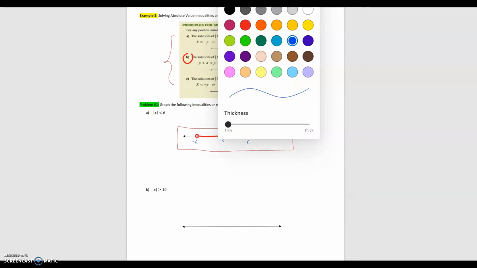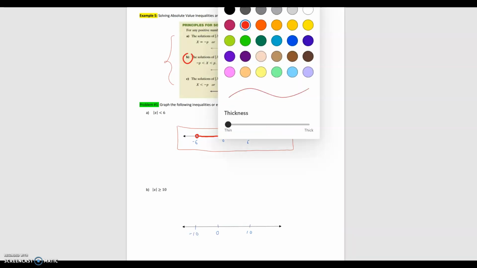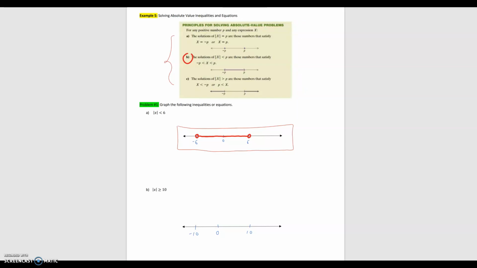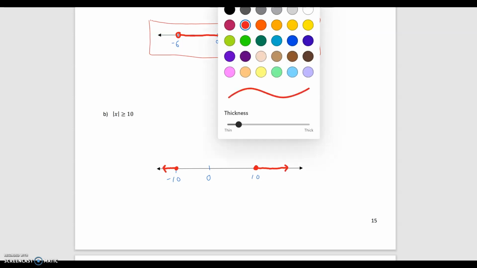Now, B says all the distances that are greater than or equal to 10. So 0, I'm just going to put 10 as a reference and negative 10. And as we're looking at all the distances that happen to be greater than or equal to 10, we're going to have a closed circle here, and every value to the right, a closed circle here, and every value to the left.